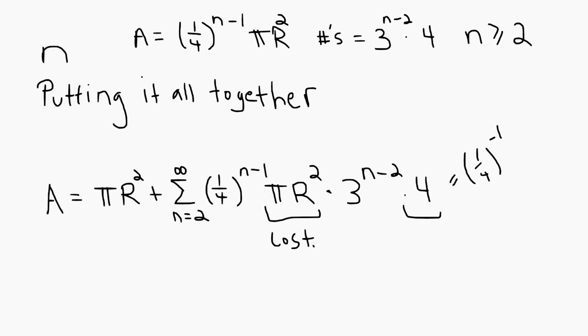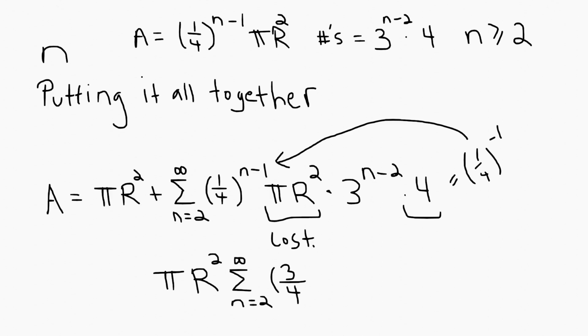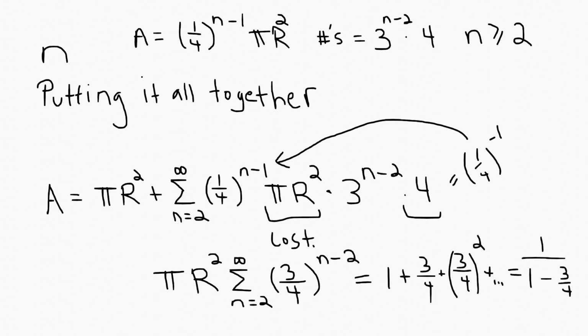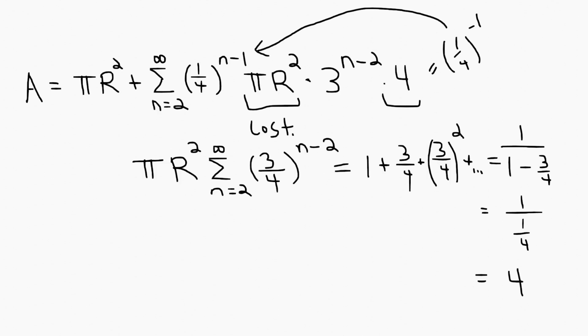So now I'm going to simplify this sum down a little bit, and I'm going to get that this is the same as pi r squared times the infinite sum from n equals 2 to infinity of (3/4) to the n minus 2, which is just 1 plus 3/4 plus (3/4) squared plus (3/4) cubed, to infinity. And using our formula from earlier, the sum of 1 plus x plus x squared plus x cubed, we'll get that that is 1 over 1 minus 3/4, which is 1 over 1/4, which is 4.